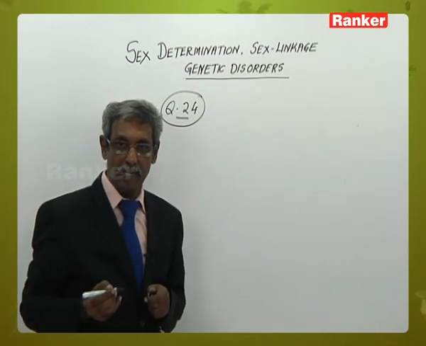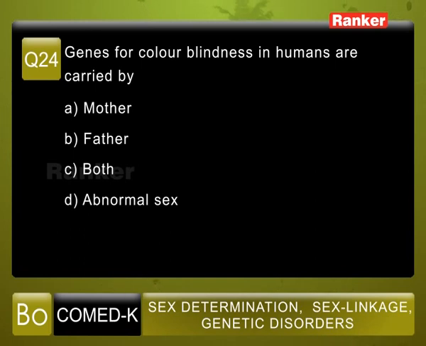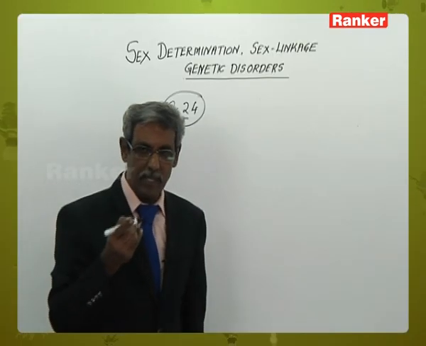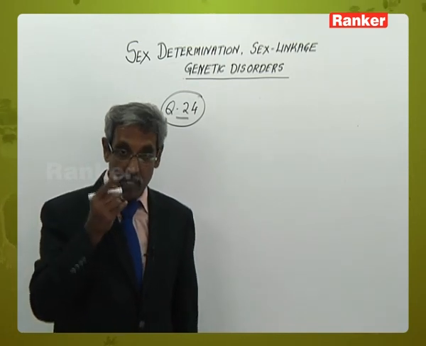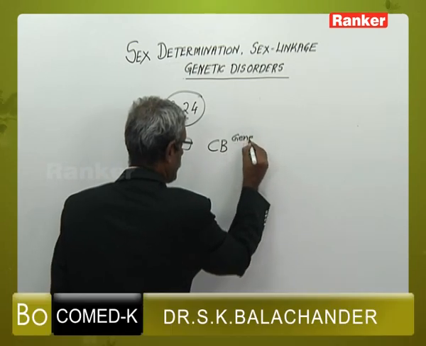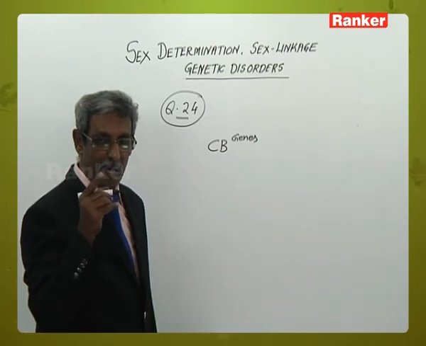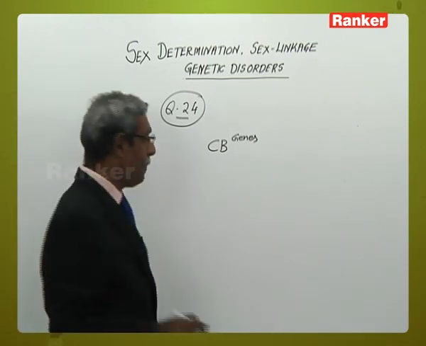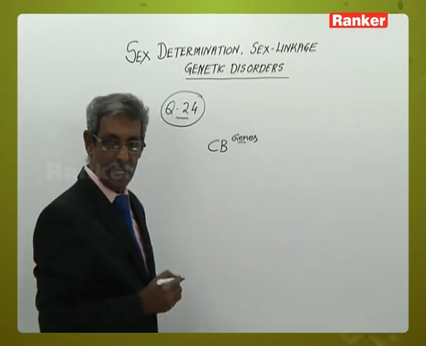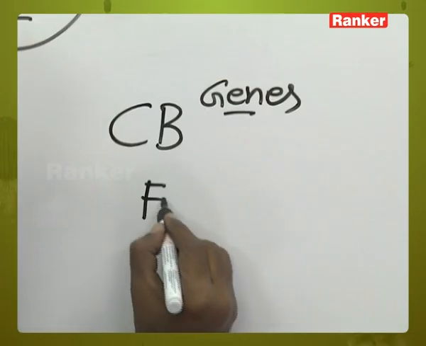Question number 24 is a direct question. Genes for color blindness in humans are carried by the mother, the father, both, or an abnormal sex? Now the question is a little tricky. When you say it's carried, there is a high probability that you will write it is carried by the mother, but it specifically says genes for color blindness. So the gene for color blindness in humans is primarily transmitted from the father.